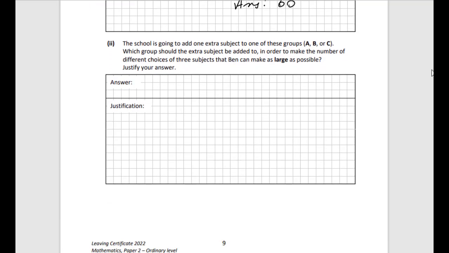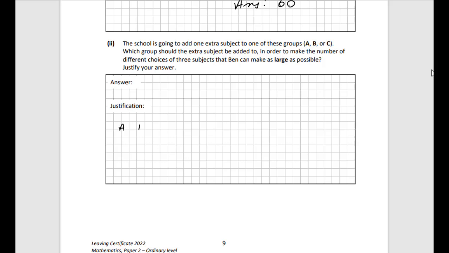Now, part 2 then. The school is going to add one extra subject to one of these groups, A, B, or C. Which group should the extra subject be added to in order to make the number of different choices of 3 subjects that Ben can make as large as possible? Justify your answer. Okay, so you can do this by trial and error, but really it's always going to be the smallest group.